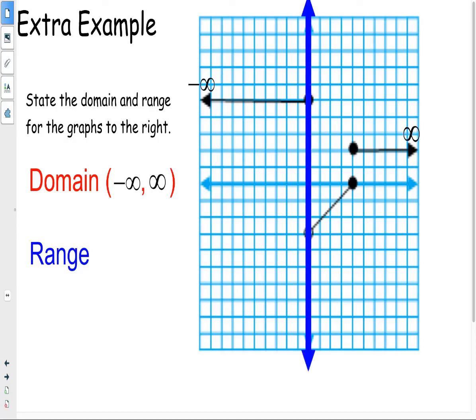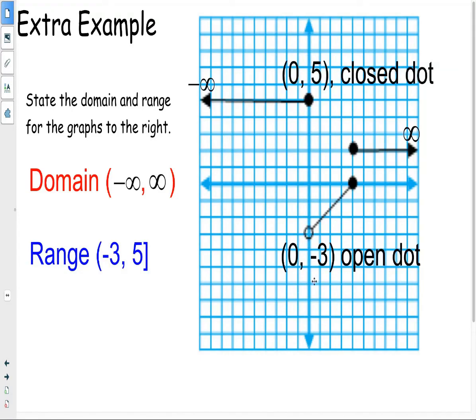Next, we're going to look at the range going from the bottom to the top. Now, from the bottom, I don't have any arrows that are pointing down. These lines are going completely horizontal, so they do not go down at all. So I'm only looking at my lowest value to my highest value, -3 and 5. -3 is an open dot, and 5 is a closed dot. So I have my parenthesis for the open dot and my bracket for the closed dot.